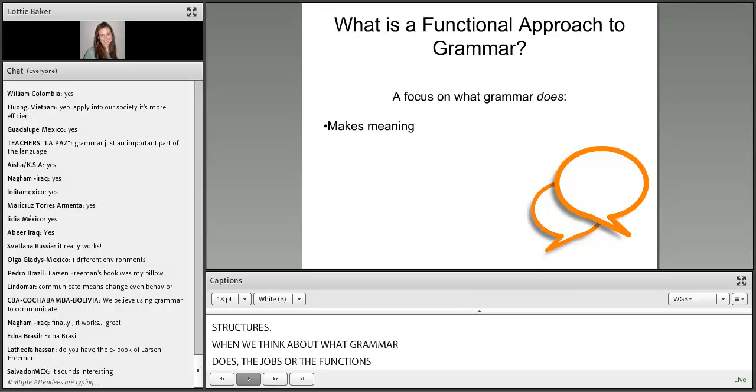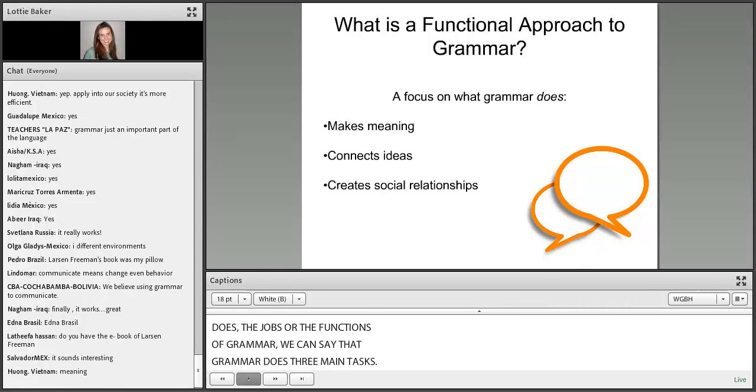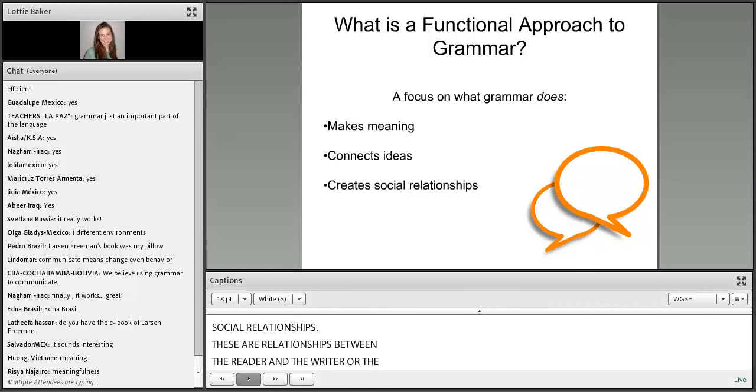These are: makes meaning or expresses ideas, connects ideas, and creates relationships or creates social relationships. And these are relationships between the reader and the writer, or the listener and the speaker. So grammar does all 3 of these things together.